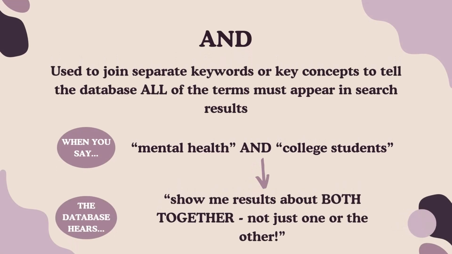And is used to join separate keywords or concepts together. This tells the database that all of the listed terms must appear in your search results. For example, when we search mental health and college students, the database interprets that and knows that all search results should have some mention of both mental health and college students.